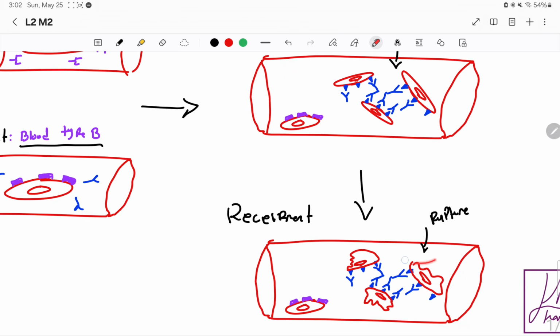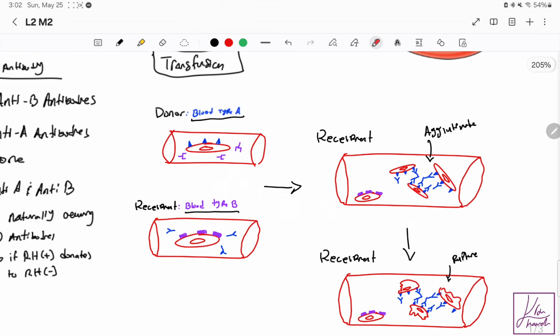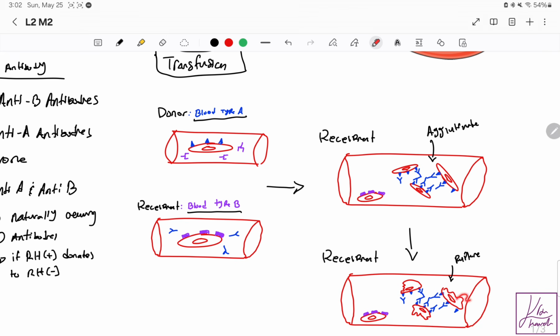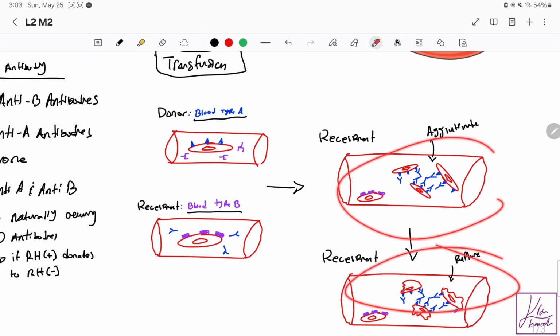Not only that, these guys are now ruptured and they're clumped up to one another, so they can block your blood vessel. And imagine this, you're already low on blood, so that's why you're getting the transplant. But now there's this clump of ruptured cells blocking your blood vessel, which means no blood can go through, no red blood cells of your own can go through and deliver oxygen to the tissues, which means there's a possibility of you dying here. Okay? So this is why it's so important that you want to match blood types between the donor and the recipient, because if you don't, something like this could occur.